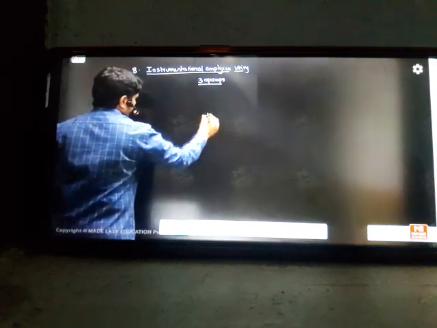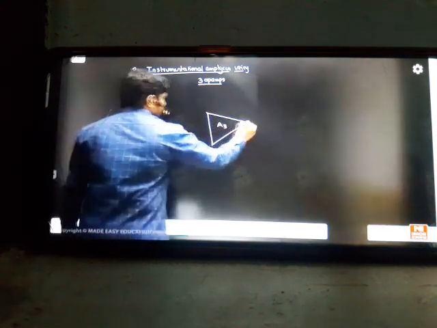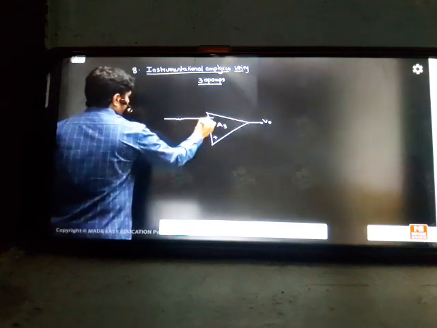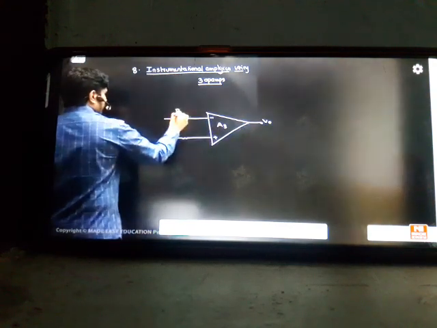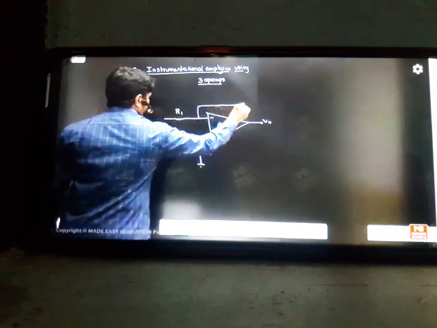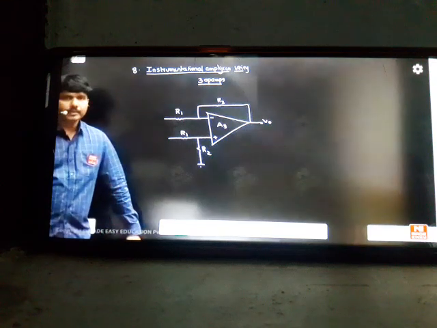First I'll start with the simple logic. Differential amplifier I'm taking as an A3 op-amp. I start with the A3 op-amp. This is your output V0. Here minus, here plus. Here I'm going to design a differential amplifier like this. This is R1, this is also R1. We'll take this as R2 and this as R2. Like this we'll design it. Okay, this is a style of differential amplifier.